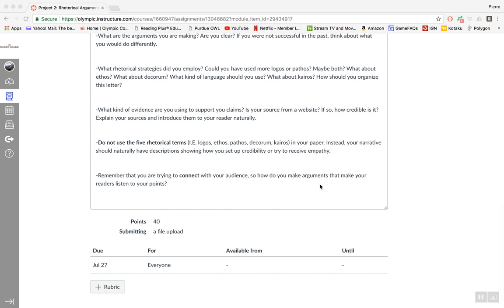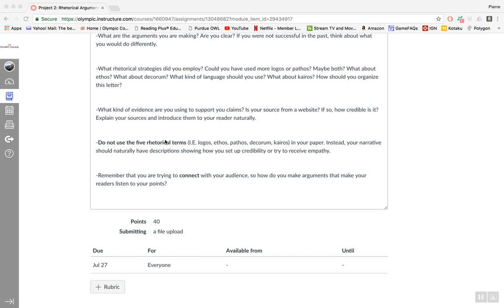So, what kind of evidence are you using to support your claims? Is it a source from your website? If so, how credible is it? Explain your source and introduce them to the reader naturally. So, one of the biggest things we're going to work on, especially in this paper and in the next paper, is introducing our sources and explaining how they're credible in your writing. So, you will say, this source backs up what I have to say, but it's not just a random source that I found on the web, it's a credible source, and this is how.